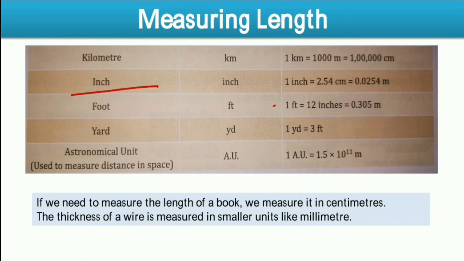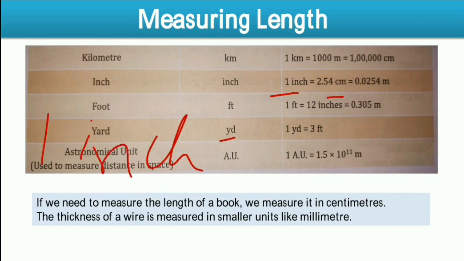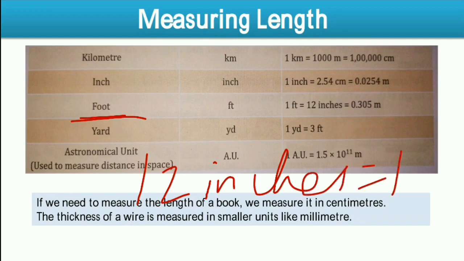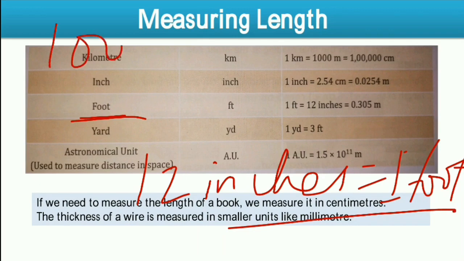Now the inch is also a unit of length, and the relation between inch and centimeter is that 1 inch is equal to 2.54 centimeter. On your ruler, one side has an inch scale and one side has a centimeter scale, you must have noticed. And 12 inches make 1 foot, like 100 centimeter together make 1 meter.